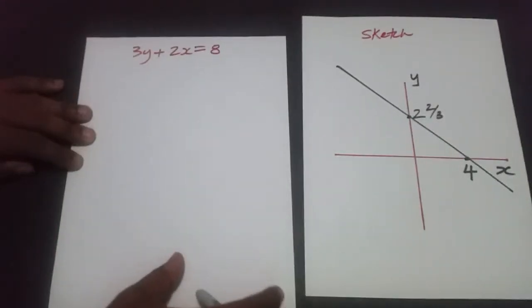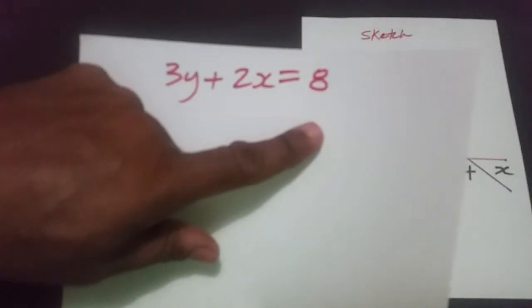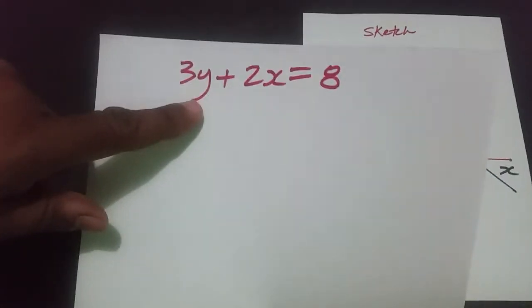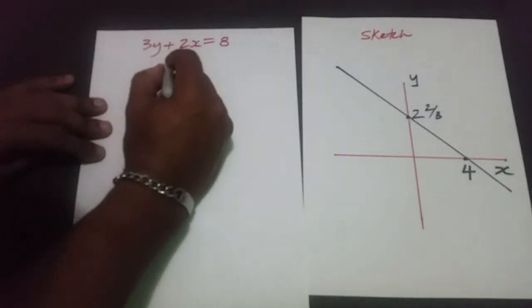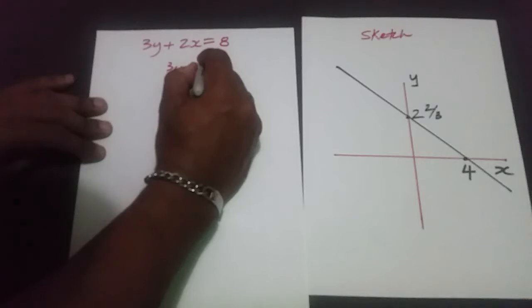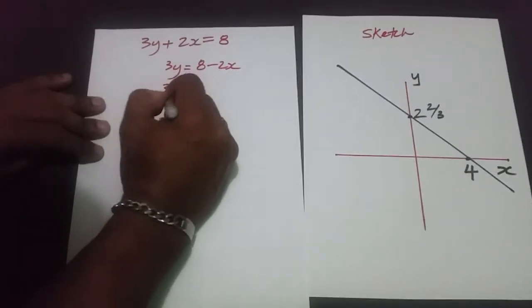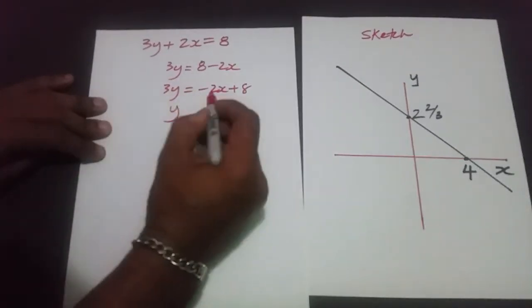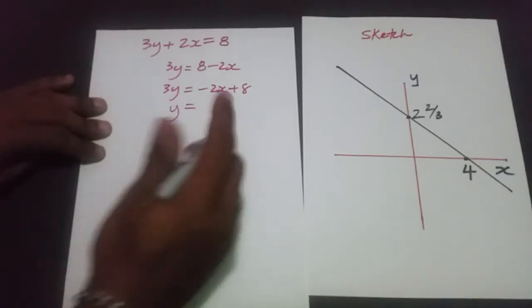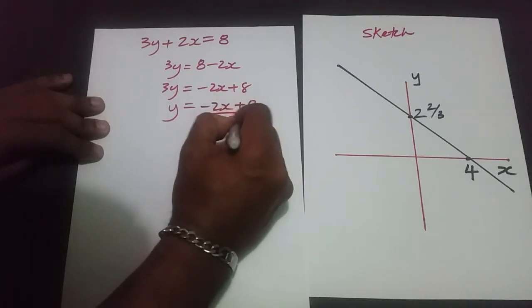So how do we go about doing that? Now what we have to do is get all the terms other than y on one side of the equation, and then simply make y the subject. So it's not too far-fetched to see how we're going to go about doing that. So it's going to be 3y equals 8 minus 2x. So 3y is equal to negative 2x plus 8 if you want to look at it like that. And of course y would simply be equal to minus 2x plus 8, all divided by 3.